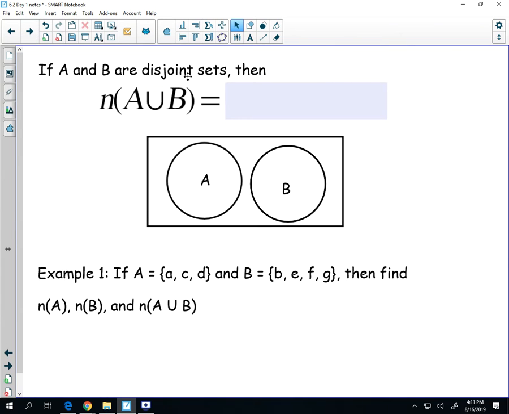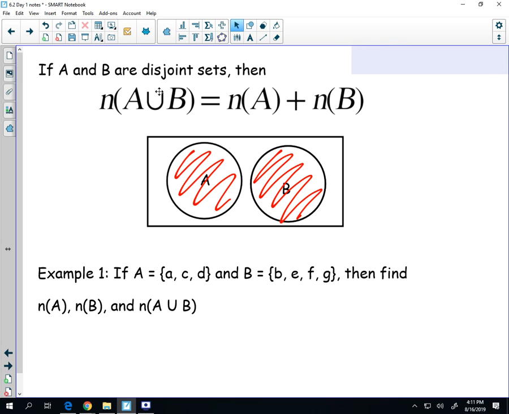What about the number of elements in the union of A and B? If A and B are disjoint sets, remember what disjoint means: they have nothing in common. So you are just going to add up all the elements in A and all the elements in B. That's the big if part: if they're disjoint sets, you're just going to add them up.